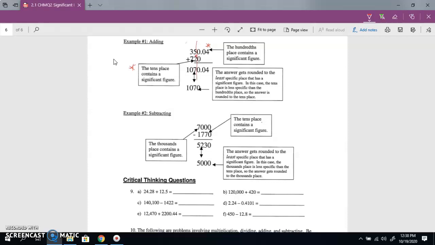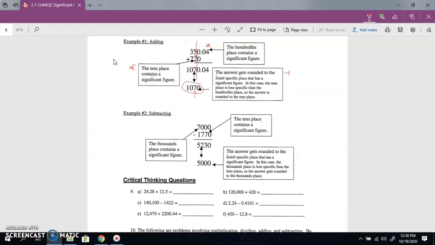If I were to take out the calculator, I would get the number 1070.04. But because the rounding bar is right here, this 0 says that we're not going to round the 7 up to an 8. So it makes sense that we would round the number 1070.04 to the final answer of 1070. And if you take a look over here, it says the answer gets rounded to the least specific place that has a significant figure. In this case, it was the tens place. It's less significant than the hundredths place, and so the answer needs to be rounded to the tens place, just like this 2 is in the tens place.